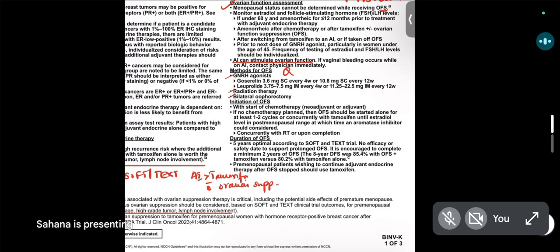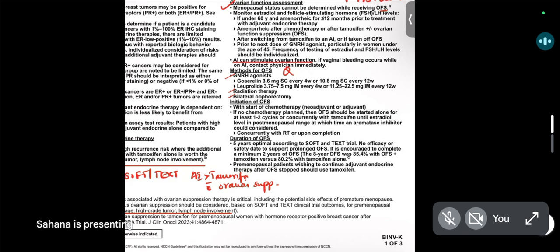So you have to bridge it with tamoxifen, then start aromatase inhibitor till the GnRH works to bring the ovarian function to postmenopausal level. So it can be given concurrently with RT or after completion. The only thing is you cannot start GnRH with AI. You have to bridge it with tamoxifen and then give aromatase inhibitor once ovarian suppression is confirmed by lab.